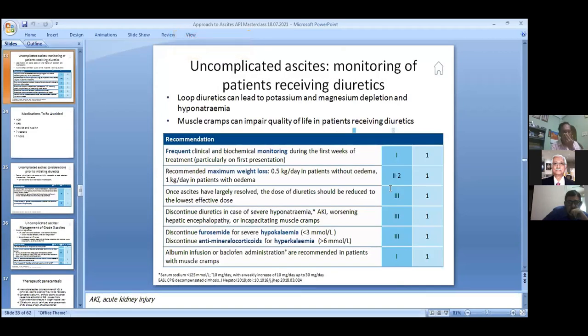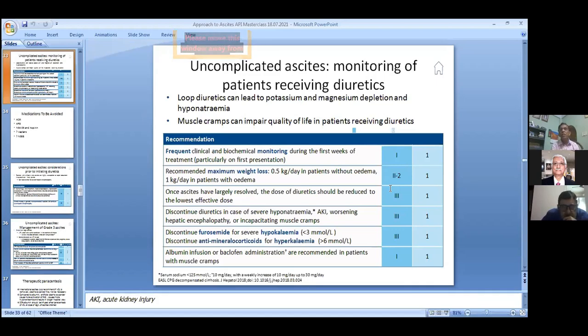So the loop diuretic, I mentioned, can lead to potassium and magnesium depletion and hyponatremia. So it should be given in combination with spironolactone. Muscle cramp is an important complication of diuretic therapy, and sometimes it is difficult to manage.